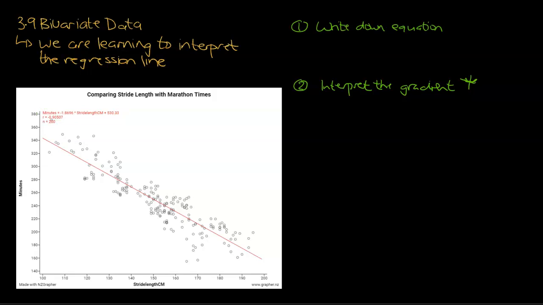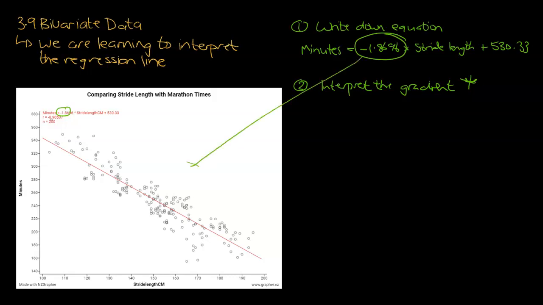In this case, our equation, minutes, so that's how long the person will take to complete the marathon, will be equal to, and it's very difficult to see, but there's a little negative sign there where I've circled in green. So it's going to be negative 1.8696 times, again, that little star means a times, stride length, and then plus that number at the end, which is 530.33. I just want to highlight that negative gradient there. That represents the declining nature of our graph. That negative number is why the graph goes down every time, because when you add a negative number, the number gets smaller every time.